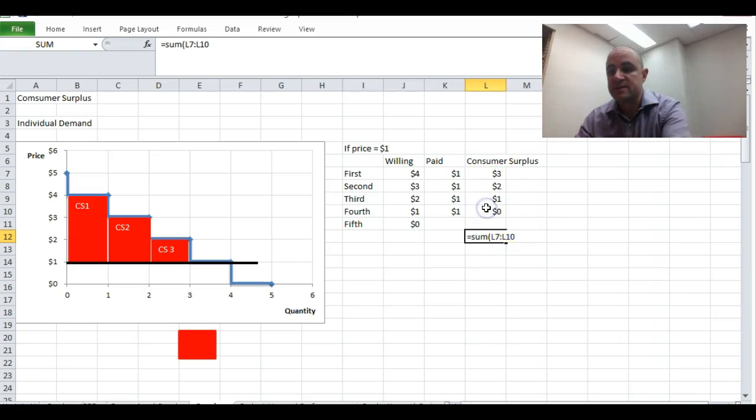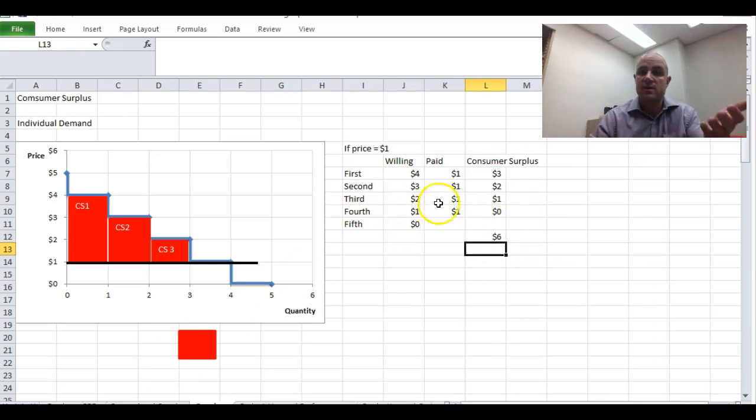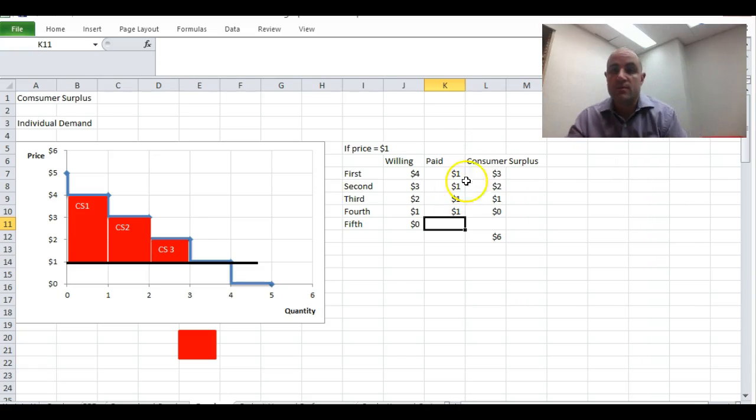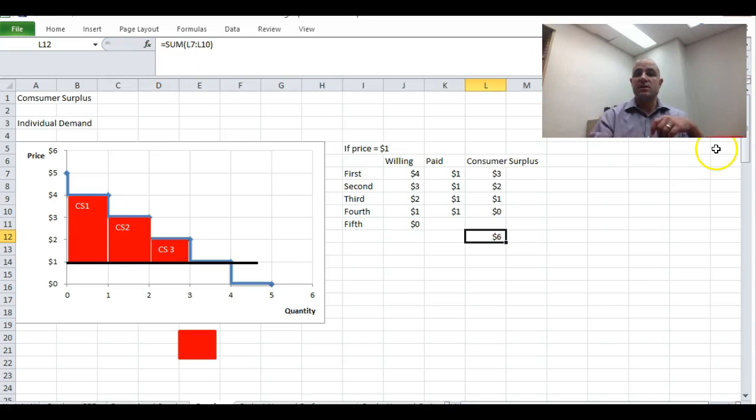And so if we look at this, oh, and by the way, the fifth one was not worth anything, but it would cost $1, so not going to buy it. Right? And if you don't buy something, and this is the important part, up to the quantity purchased, you can't get benefit from something if you don't buy it. Okay? So when we go through and look at this, consumer surplus, $3 for the first, $2 for the second, $1 for the third, $0 for the fourth. And so the total consumer surplus for this individual, when the price is $1, is $6.